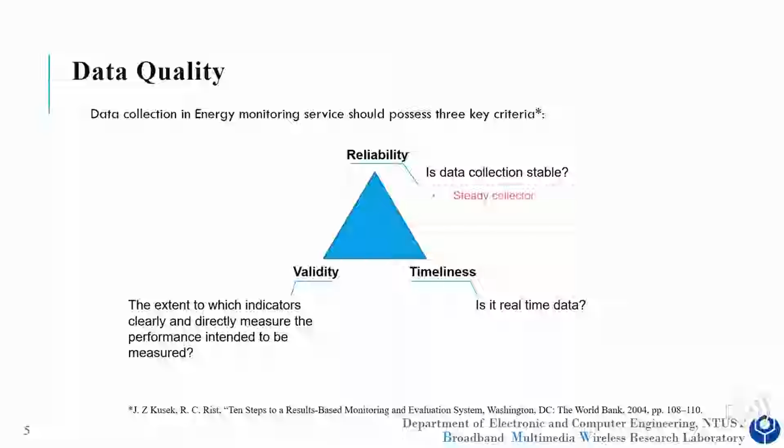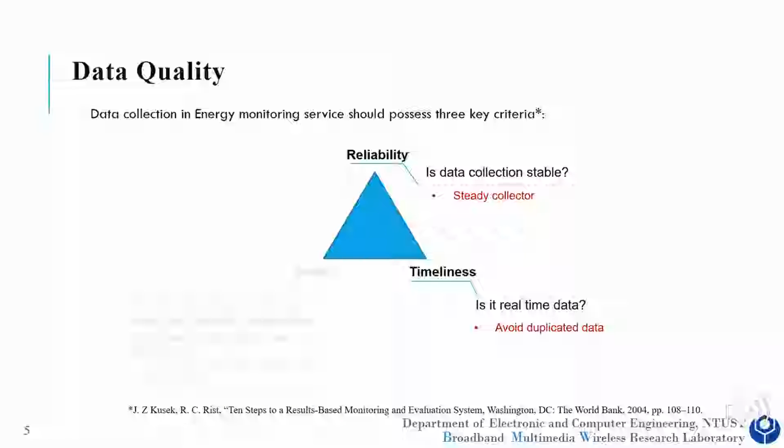Based on these three key criteria, we make efforts: for the reliability issue, we need a steady collector. For timeliness, we need to avoid duplicate data. As for validity, we need to compare the data with valid evidence such as the electrical bill. In this commissioning stage, we want to focus on reliability and timeliness, since validity can be done after we make sure data collection is stable and duplicate-free.